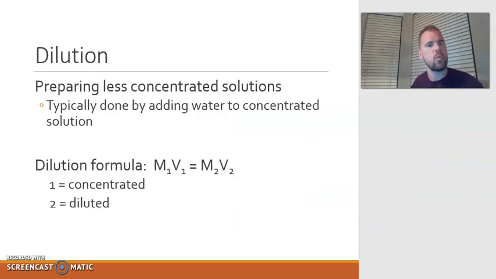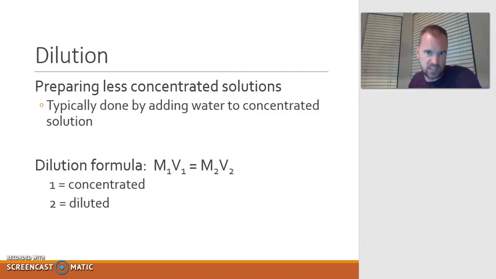Now, what happens when you want to dilute something? Let's say you're looking at a solution and it's really concentrated, and you want to dilute it. What do you do? Well, the process of diluting is simply adding water. If you add water, which is the solvent, that's going to make the solute to solution ratio smaller, meaning that there are not going to be as many particles per volume of solution. So to figure out what the new concentration would be, we need to use our dilution formula.